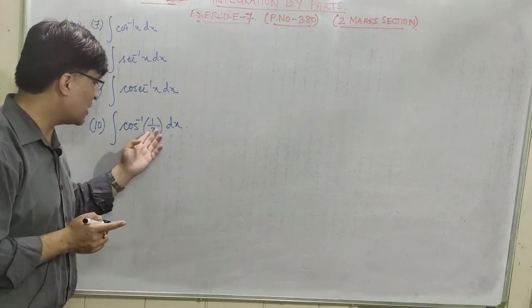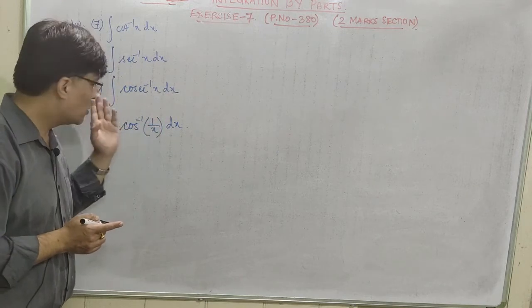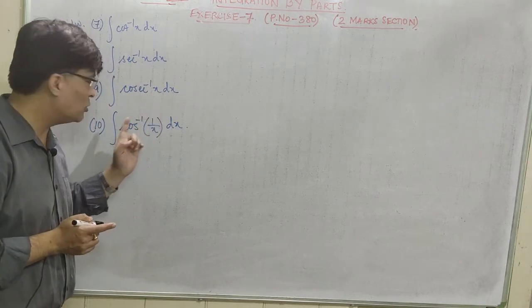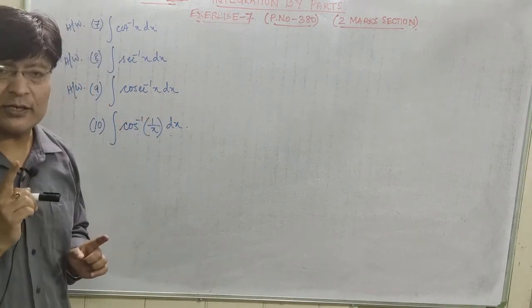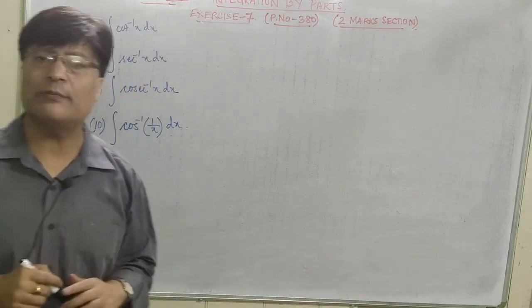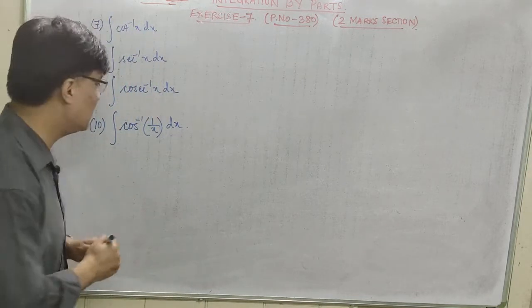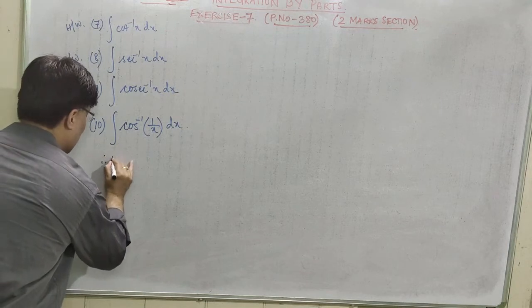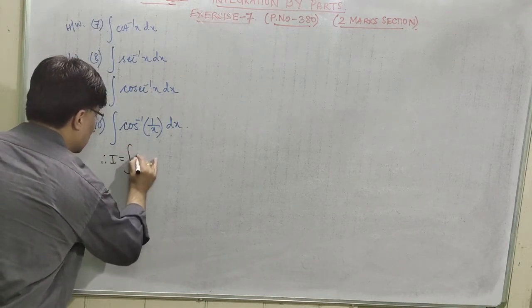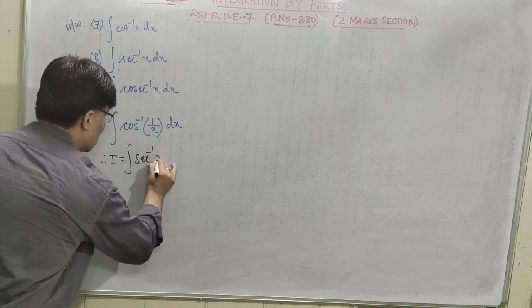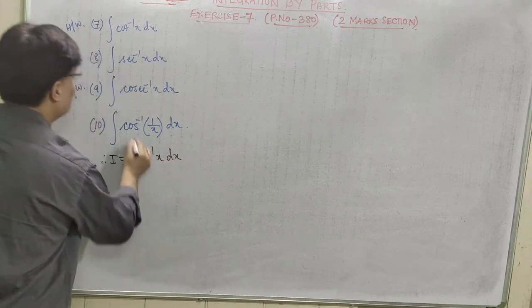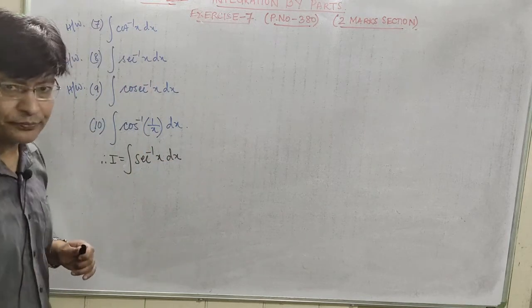So in order to take this x to the denominator, while taking x to the denominator, you should write here sec inverse x. What is the formula for cos inverse 1 upon x? It is sec inverse x. So here we can write I is equal to integration of sec inverse x dx. It is the same as problem number 8 now.